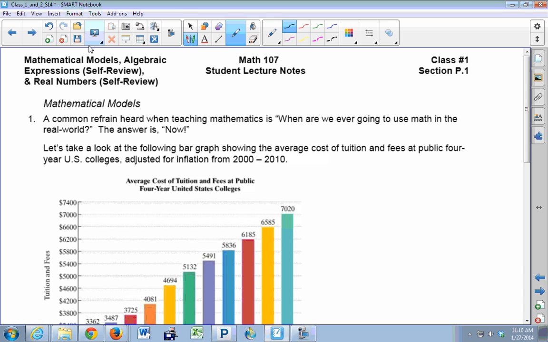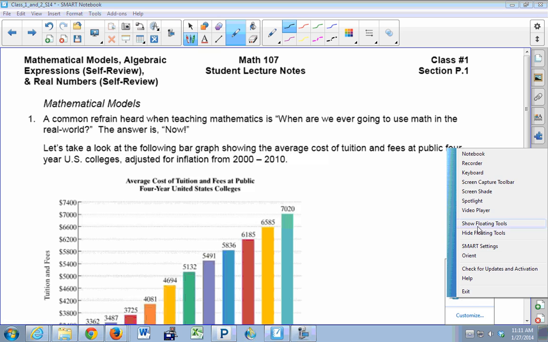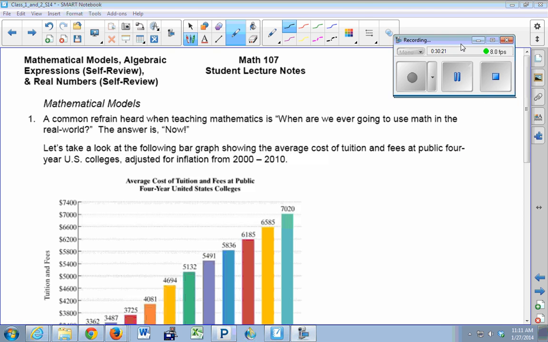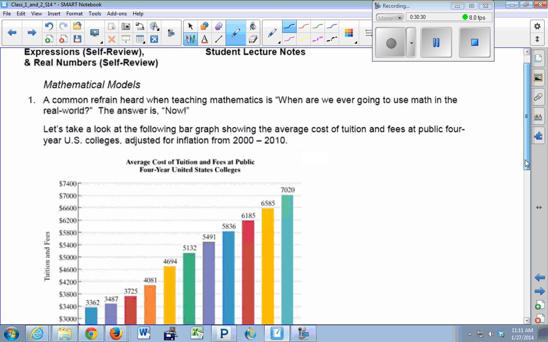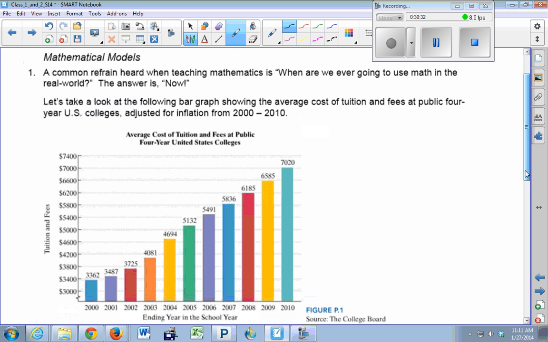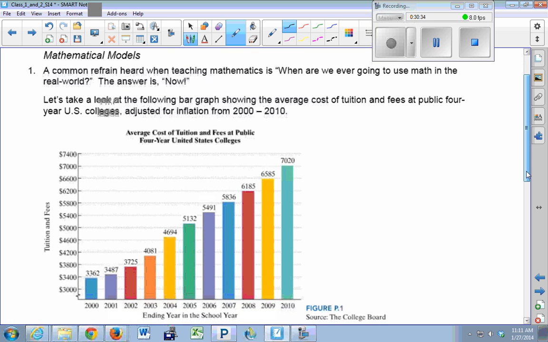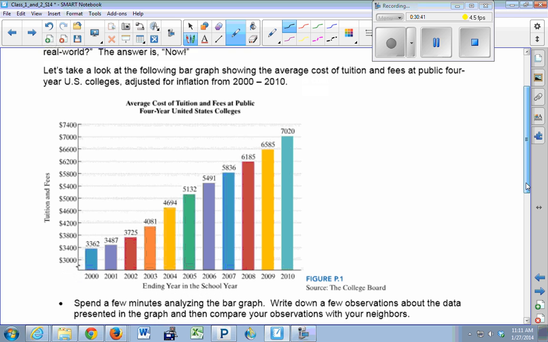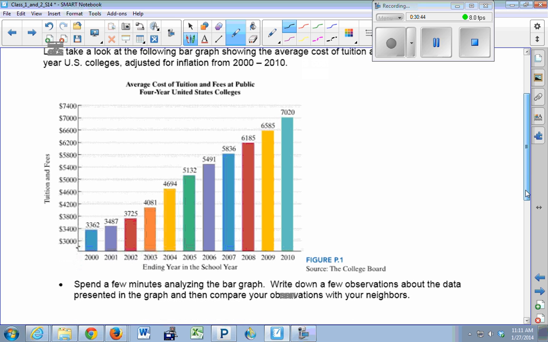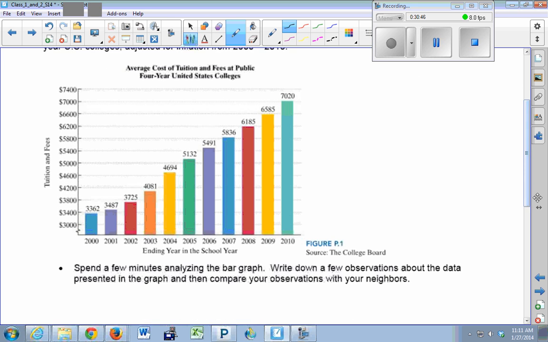Read number 1. A common refrain heard when teaching mathematics is, when are we ever going to use math in the real world? Answer. Okay, so let's take a look at this bar graph. This bar graph shows the average cost of tuition and fees at public four-year U.S. colleges. If we had another graph superimposed with private, you can imagine how much higher they'd be for private. This is adjusted for inflation. So a couple of things I want to point out here to you.